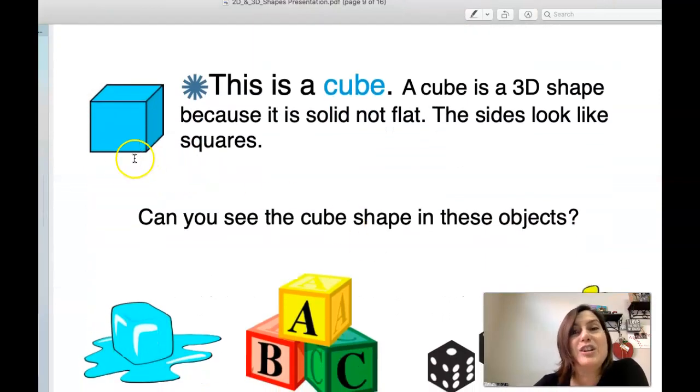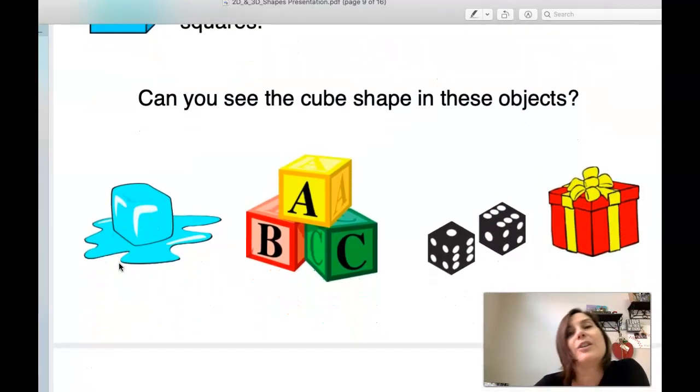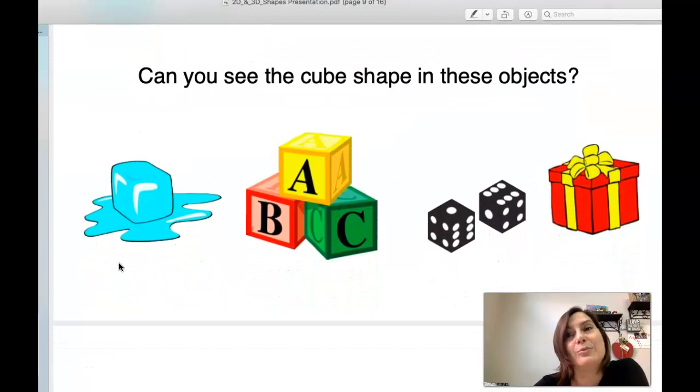Next is a cube. And a cube is a 3D shape because it is solid and not flat. It pops out. And it has sides that look like squares. Here are some examples of cubes in real life. Like an ice cube, it even says it in the word. These blocks are cubes, dice, this box.